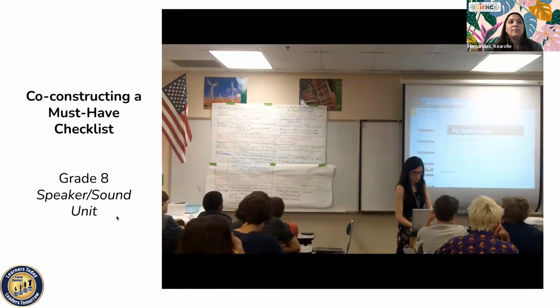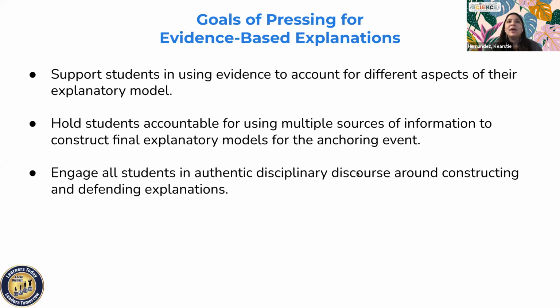So there we go. Goals of pressing for evidence-based explanations. The reason we want to do this is we want them to use evidence to account for different aspects of their models. This isn't just, they're going to their model, they're saying this is the way it is, but rather they're using evidence to tell us about all parts of the model, not just one. We're holding students accountable for multiple sources of information. Students don't just engage in one lesson and then can explain an entire model, right?